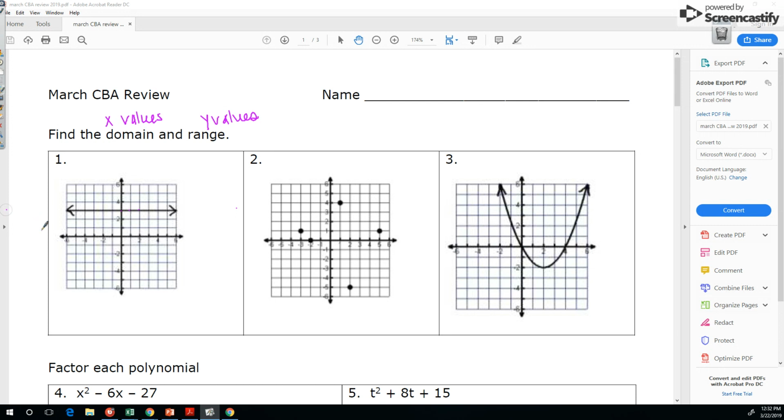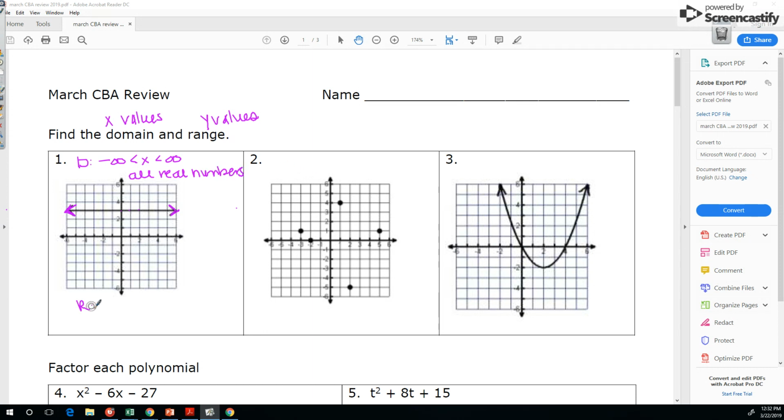My graph's going to be right there, because these arrows mean that I extend horizontally in both directions forever and ever and ever. So my domain then would be all real numbers from negative infinity to positive infinity. We can also see that written out in words, that it actually will say all real numbers.